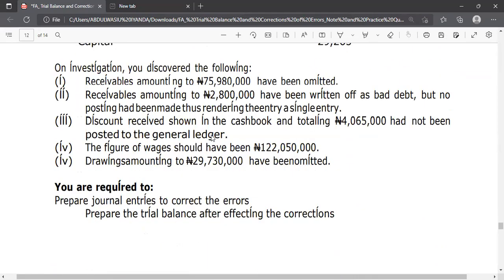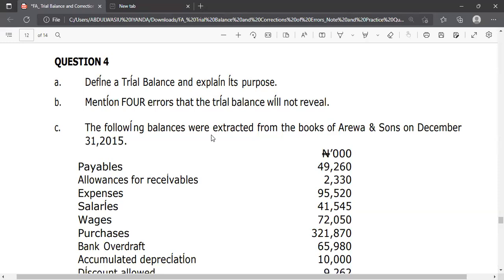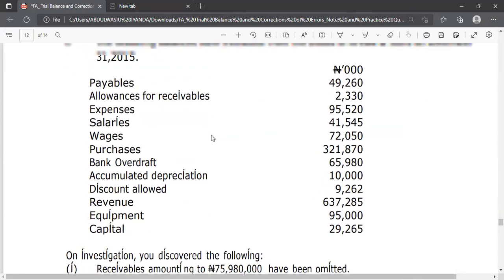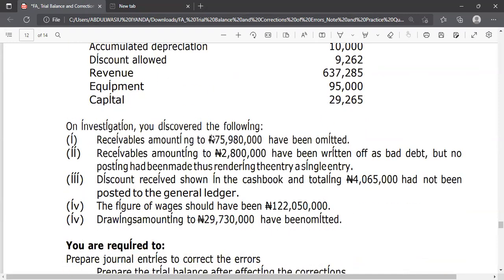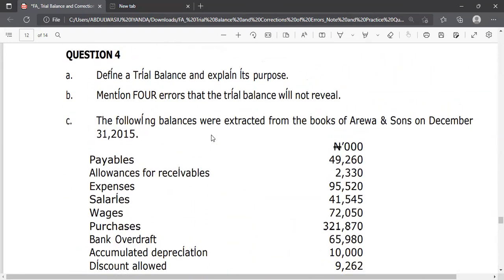In this question 4 that you have, you can see the examiner has given you the item. Look at this question. They say on investigation, you discover the following. You can see in this question now, the examiner does not tell you that the suspense account was debited or credited with this difference. It is you now that you have to look for the difference by yourself.